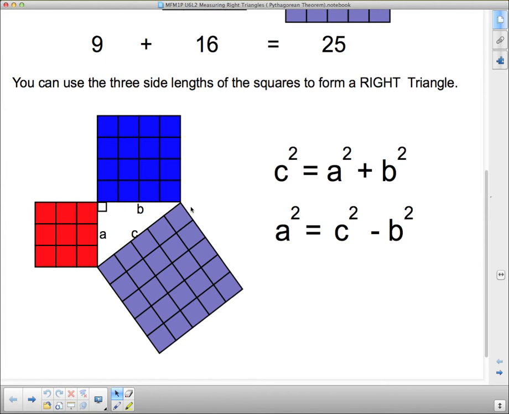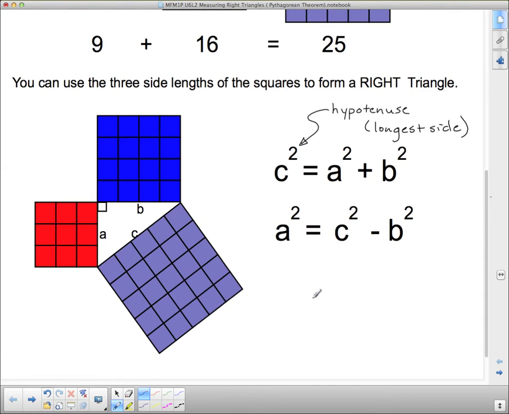And so how we write this relationship down is that c squared, where c is the hypotenuse, c is always the hypotenuse, which is the longest side. C is always considered the longest side of the triangle. So if I square the hypotenuse of the triangle, then I get this square. And I have to square the other two sides so that I get this square.